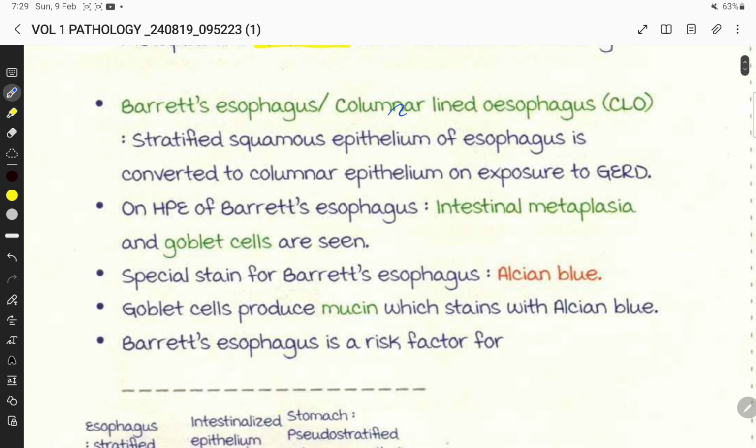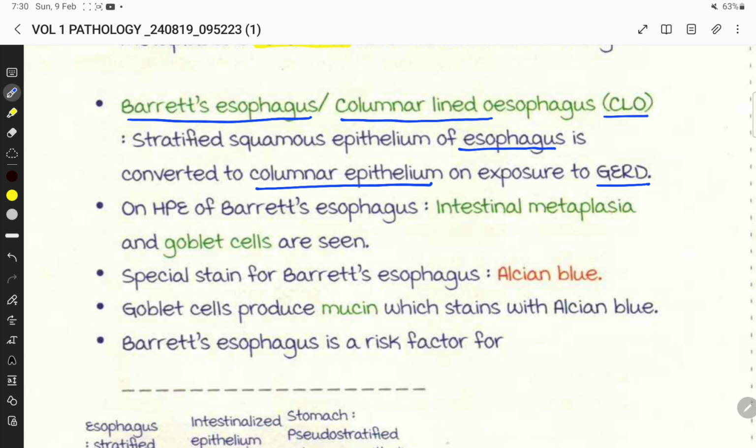Barrett's esophagus is an example of columnar metaplasia. Barrett's esophagus, or columnar lined esophagus (CLO), occurs when the stratified squamous epithelium of the esophagus is converted to columnar epithelium on exposure to GERD.